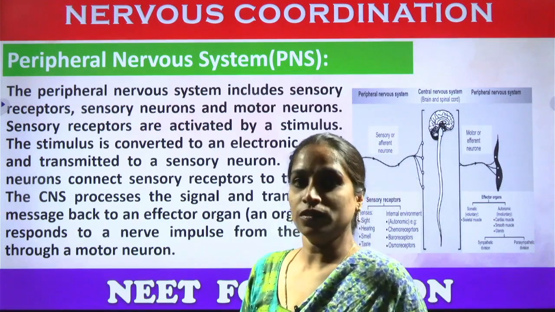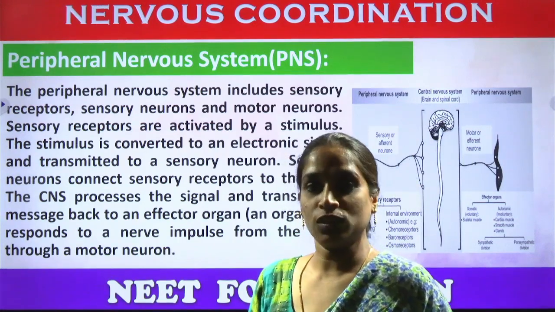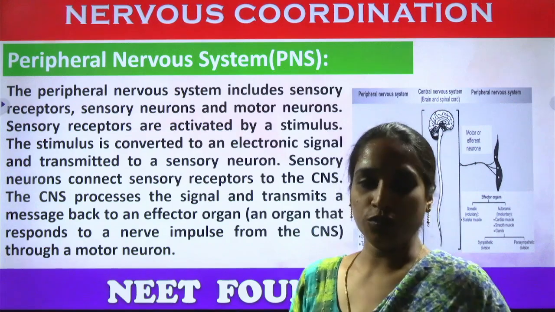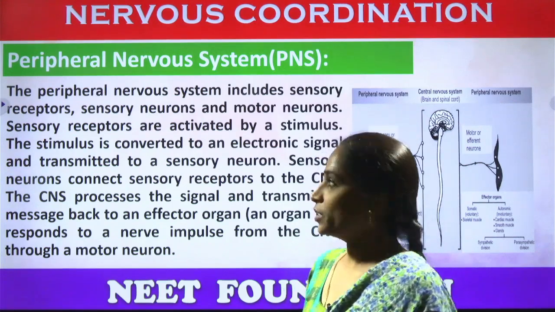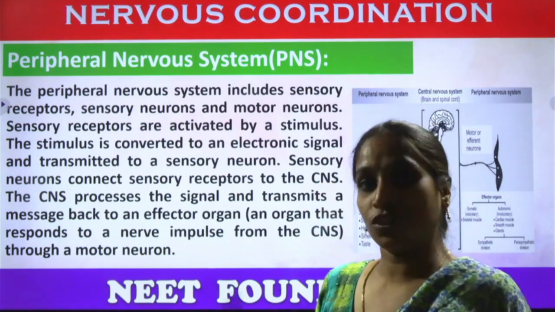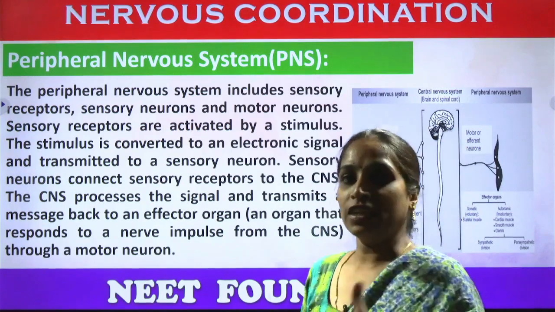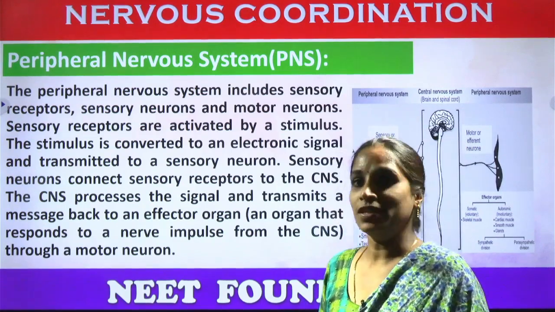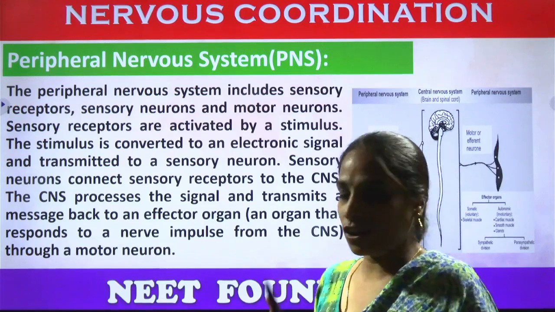In this video we are going to discuss the remaining part of nervous coordination, that is nothing but the peripheral nervous system. What is the peripheral nervous system? The nerves which arise from the brain and also the spinal cord. Let us see in detail what the function of the peripheral nervous system is in giving responses to a particular stimulus by living organisms, right?